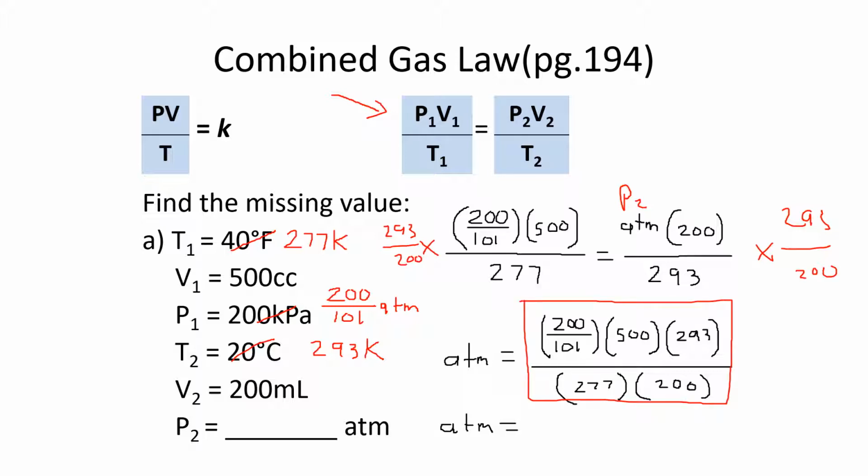200 divided by 101 times 500 times 293 divided by 277 divided by 200. Right? The reason you divide here is because it's in the denominator. You should come up with about 5.2 ATMs of pressure.